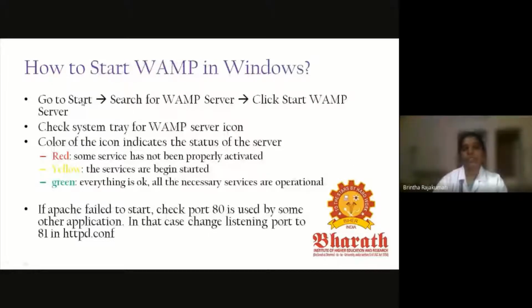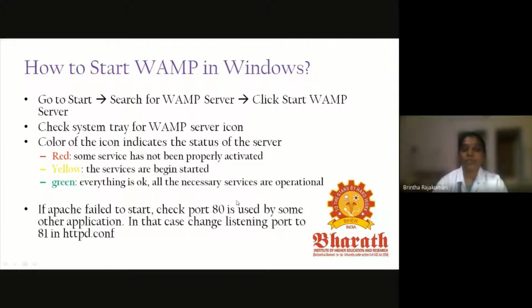Okay, so go to the Start menu, then search whether WAMP server is available or not. Then click Start WAMP server. When you start, the WAMP server icon immediately displays in the system tray. The color of the icon indicates the status of the server. Red means some service is not being properly activated. Yellow means the services are being started. Green means everything is working, meaning there is no error because all the servers are started.